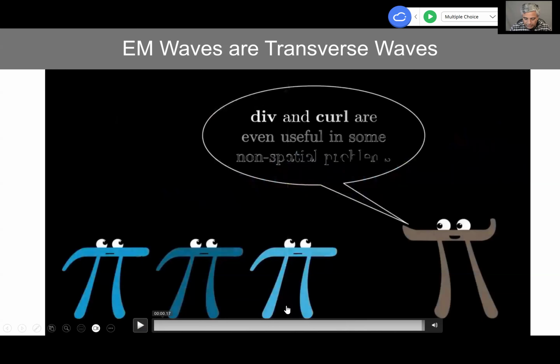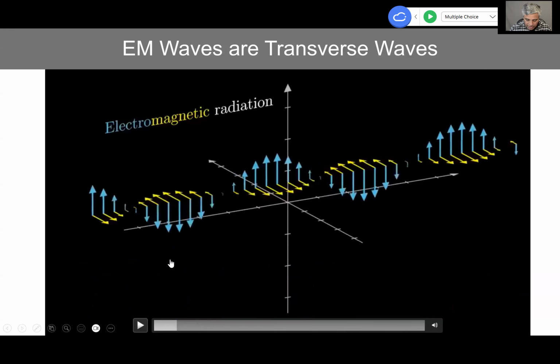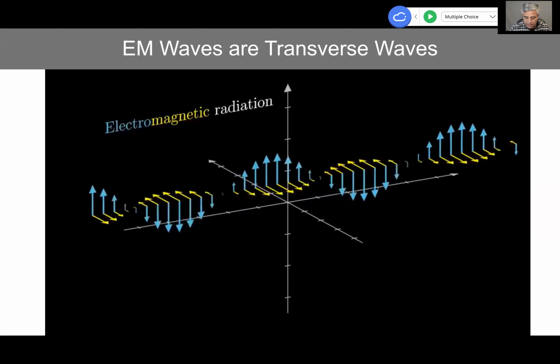So this clip is from a channel called 3Blue1Brown, 3 blue and 1 brown, something like that. So here I wanted to point out just this animation, and notice how there are these oscillations taking place.